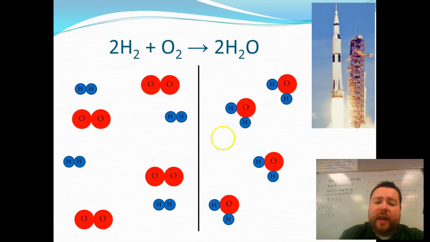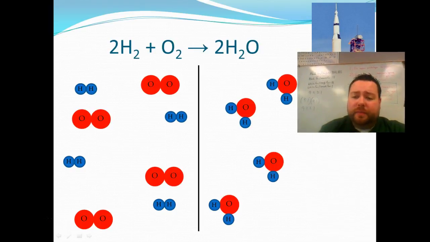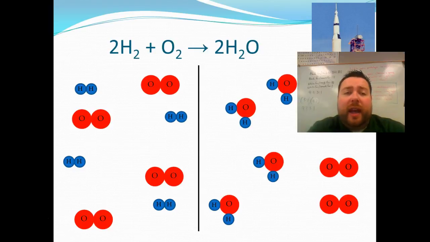And you can see here that I have 2, 4, 6, 8 hydrogen atoms, and over here on my product side, I also have 2, 4, 6, 8 hydrogen atoms. However, we run into a little bit of a problem in that there's 8 oxygen atoms on our reactant side, and we're only using 4 of them at this point. So what ends up happening is we have 4 extra oxygen atoms, so 2 oxygen molecules that are left over.